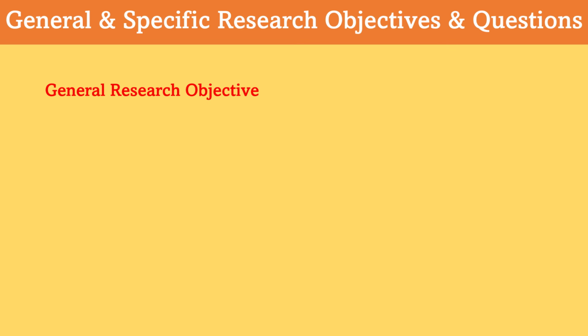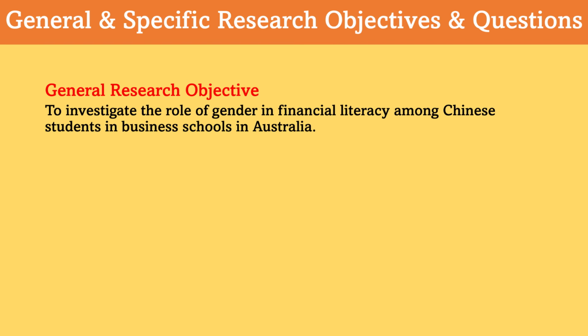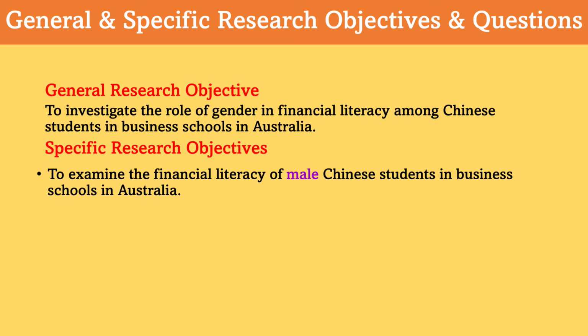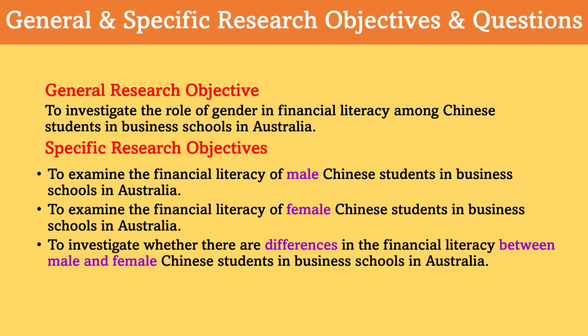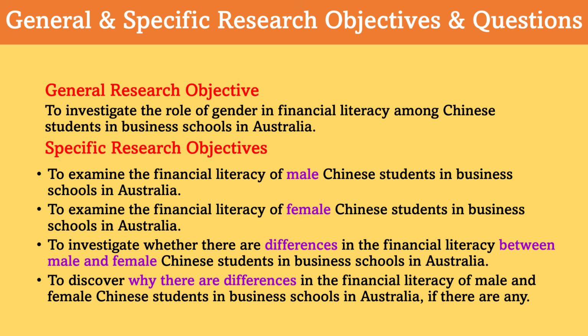For example, your general research objective can be to investigate the role of gender in financial literacy among Chinese students in business schools in Australia. For such a study, specific research objectives can be to examine the financial literacy of male Chinese students in business schools in Australia, to examine the financial literacy of female Chinese students in business schools in Australia, and then to investigate whether there are differences in the financial literacy between male and female Chinese students, and maybe to discover why there are differences in financial literacy of male and female Chinese students in this context, if there are any.